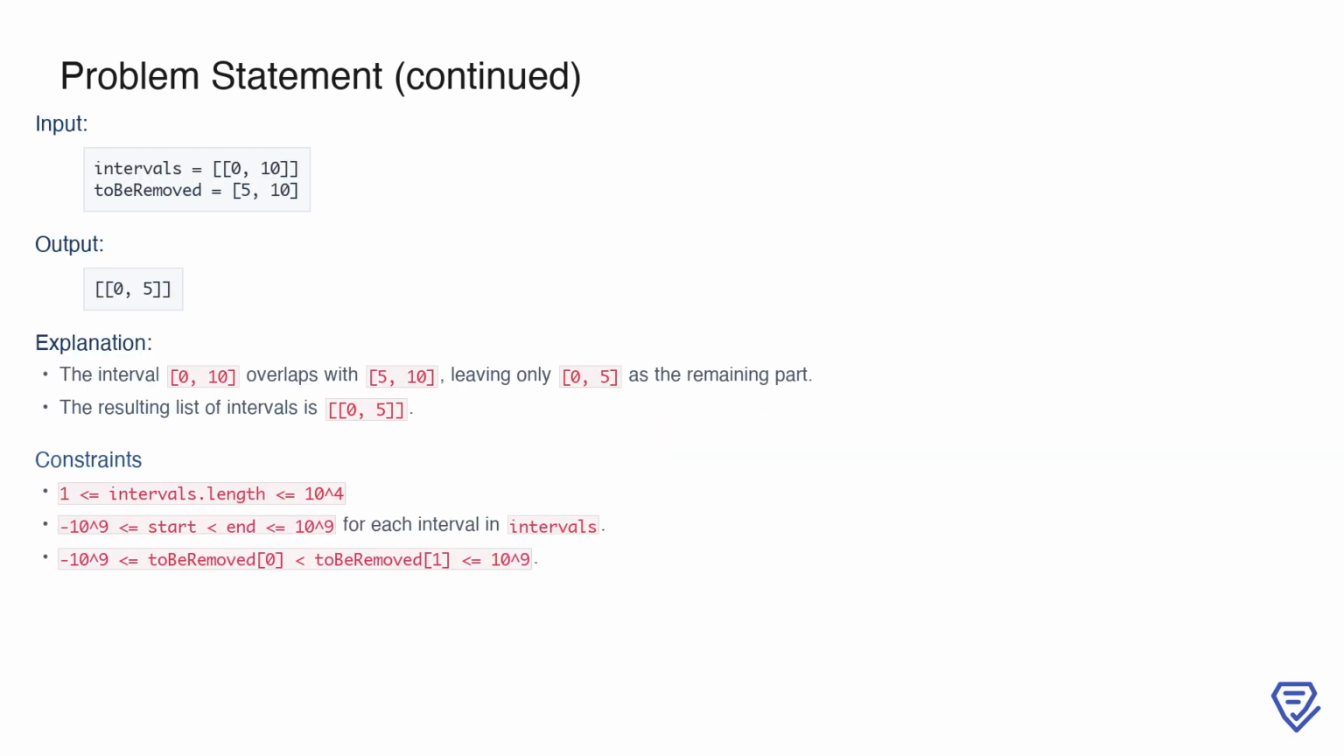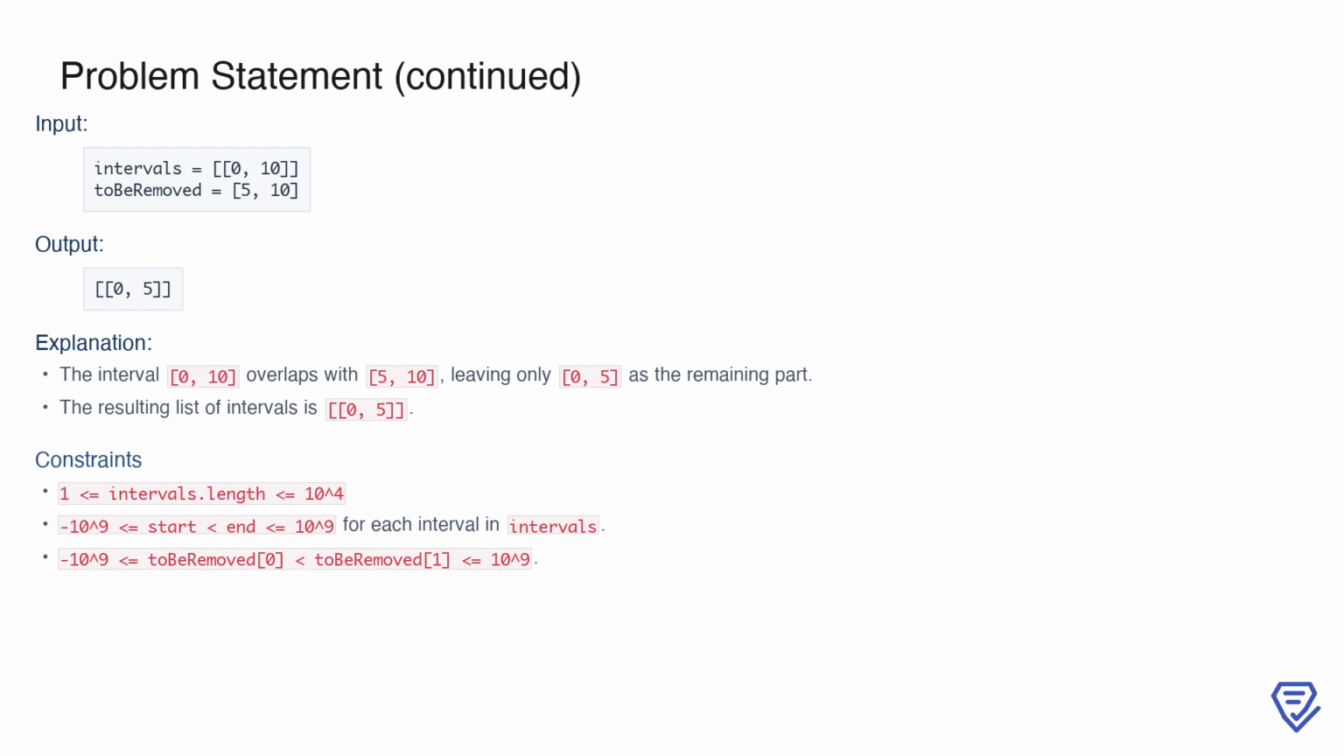For another example, let's take the input interval [0,10], and to be removed as [5,10]. The output here is [0,5]. The interval [0,10] overlaps with [5,10] at the end, leaving only the portion [0,5]. The resulting list of intervals is therefore [0,5]. This demonstrates that when to be removed overlaps with only one part of an interval, the remaining portion is preserved.